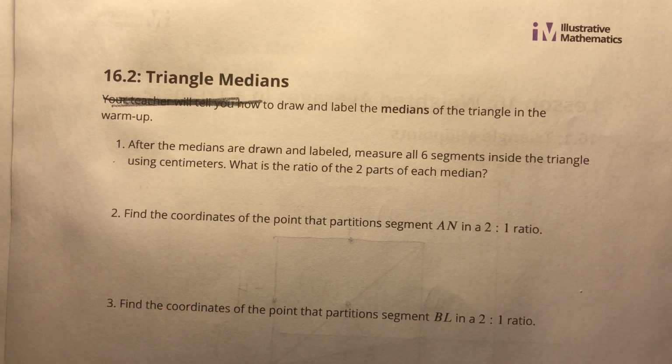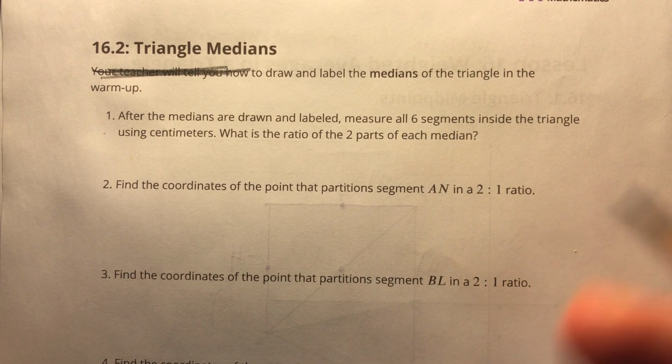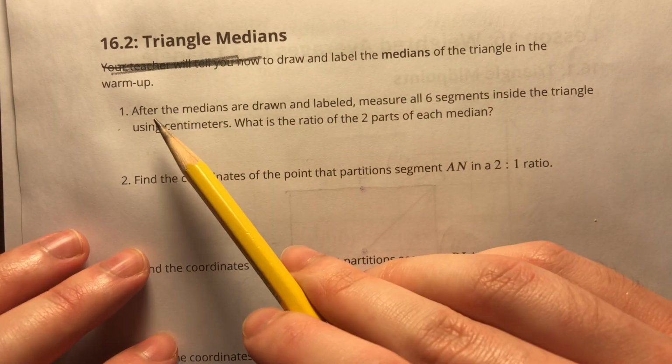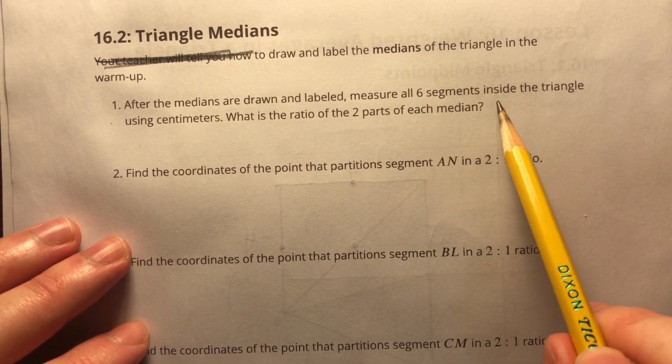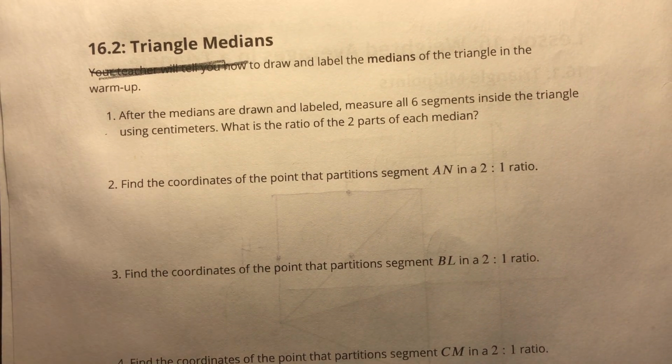Okay. So anyways, we did that, and I did do that already. So I don't know why they're telling me a second time to do something I already did. But we did that. So 1, after the medians are drawn and labeled, measure all 6 segments inside the triangle using centimeters. What is the ratio of the 2 parts of each median?